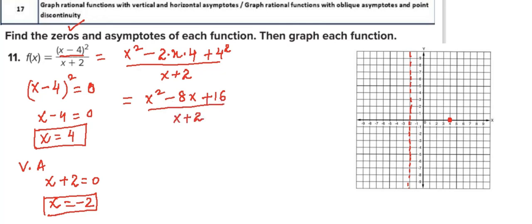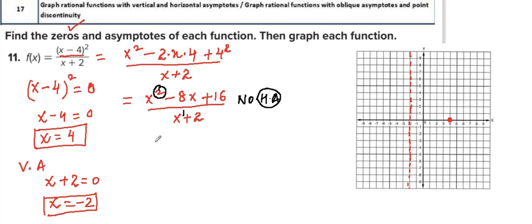Here the highest power of the variable, the degree of the numerator, is 2, and the degree of the denominator is 1. Whenever the degree of the numerator is bigger than the denominator, there is no horizontal asymptote. So no horizontal asymptote in this. Remember, no horizontal asymptote here because the degree of the numerator is bigger than the denominator. Now the third is left, your oblique asymptote.